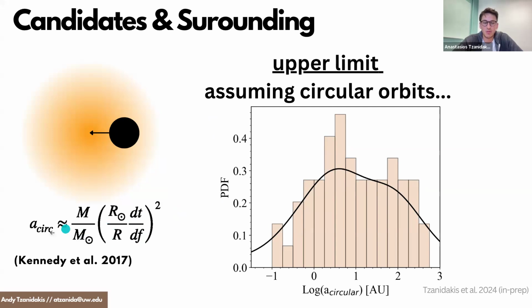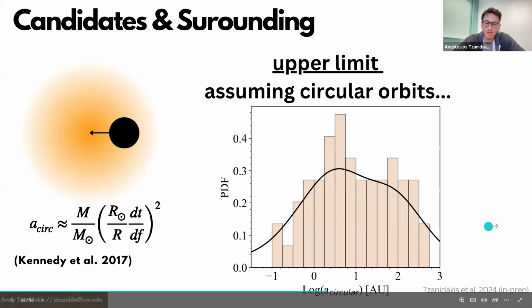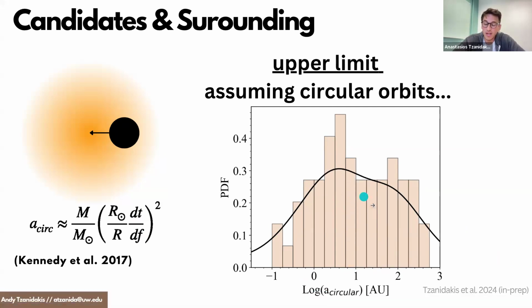And so this will tell us basically the scenario for the semi-major axis of circular orbits. And again, this is an upper limit. What we find is that the upper limits usually lie somewhere between about 10 to 100 AU, roughly where we think most debris disks are. Again, this is a step in the direction of trying to constrain where exactly these dimming events are happening with respect to the star.